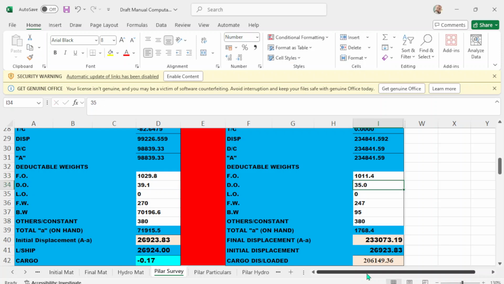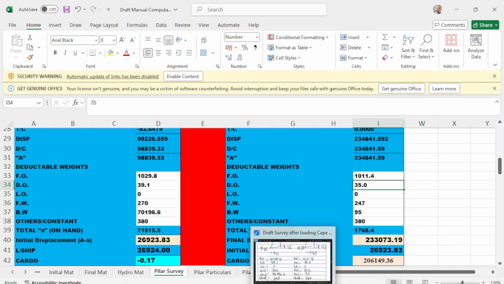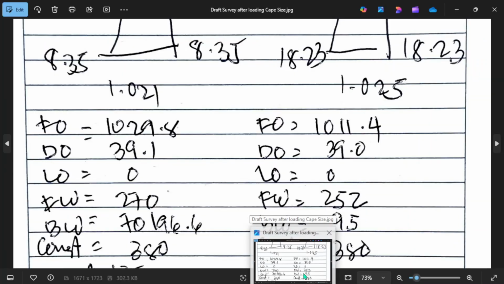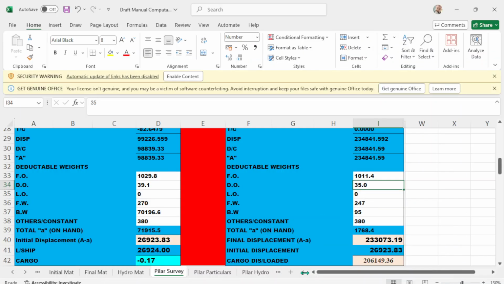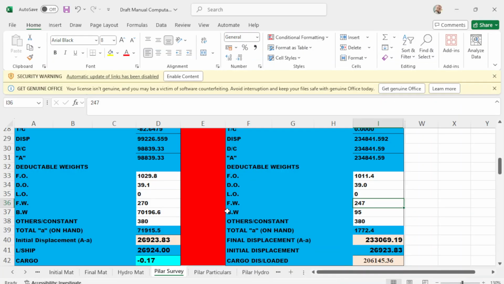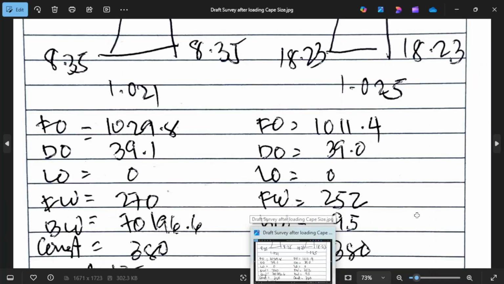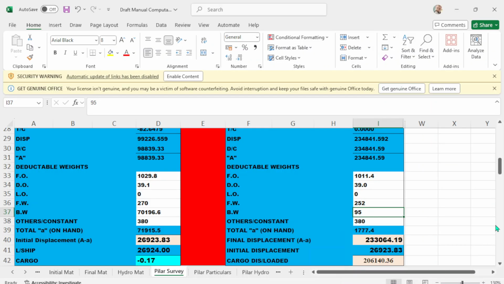10.11.4. Your diesel oil is 39. Put here 39. And your fresh water is 252. And your ballast is 95, and 380 is your constant.